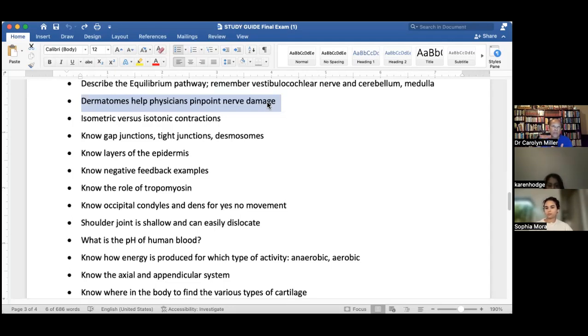Also, we talked about if that patient has a problem with a nerve, you can't correct the situation, it's idiopathic, unknown origin, then what you're going to do is probably just do a nerve block and do a couple above, a couple below, to make sure that the patient is pain-free. So dermatomes help us pinpoint nerve damage.